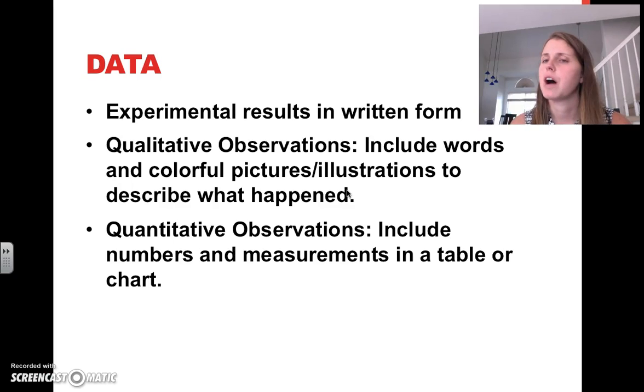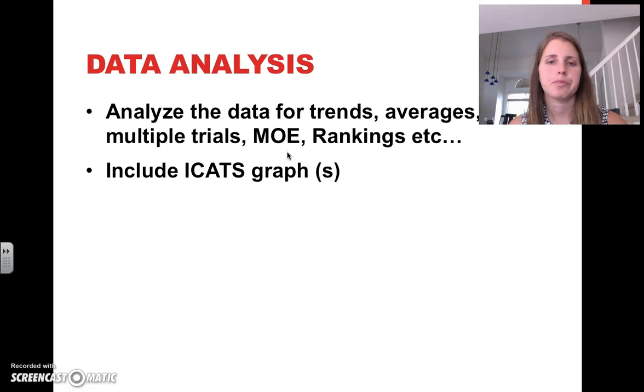They're not from numbers. So if we remember, qualitative observations include words, colorful pictures, illustrations to describe what happened, whereas quantitative observations include numbers, measurements. They're very rigid. You can usually make a table, a really good table out of quantitative observations, whereas sometimes qualitative, they have to be really big so that you can draw on them.